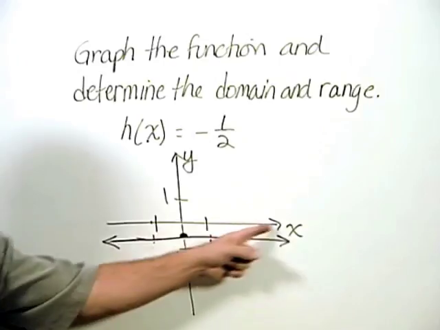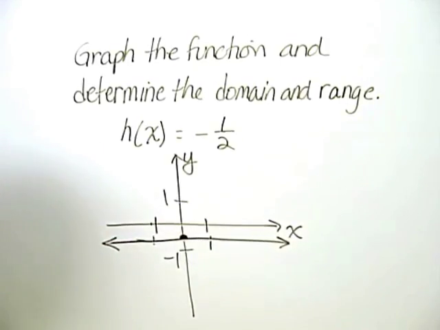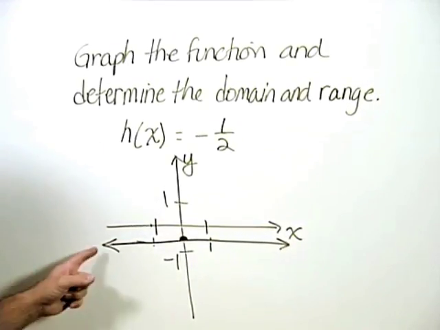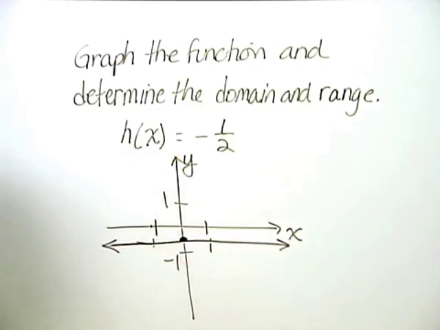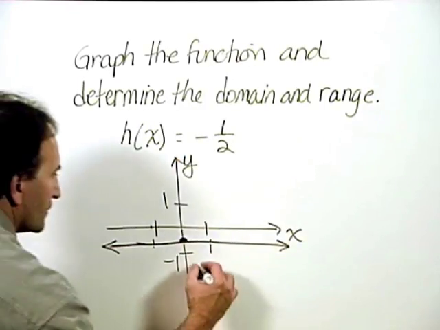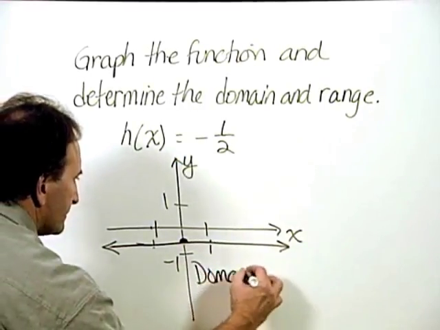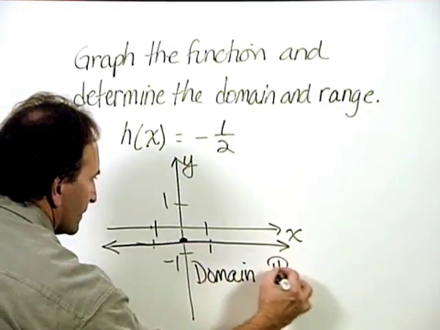Well, clearly the domain is the set of all real numbers because this line spans the entire x-axis. So the domain is the set of real numbers.